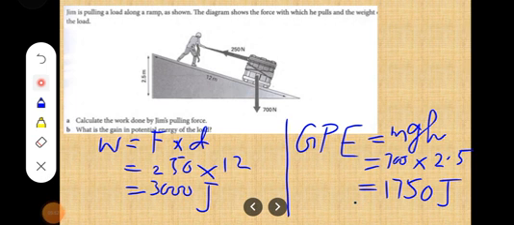Here, did you notice that the gain in gravitational potential energy is less than the work done performed on the block? So why is the gain in potential energy less? Because some of the energy is converted into thermal energy due to the friction between the load and the surface. That's why there is less gain in potential energy.